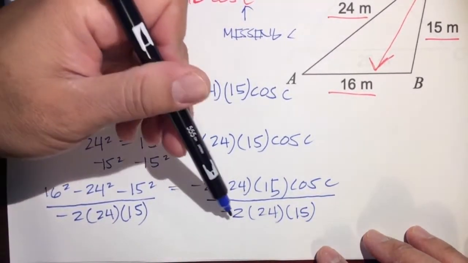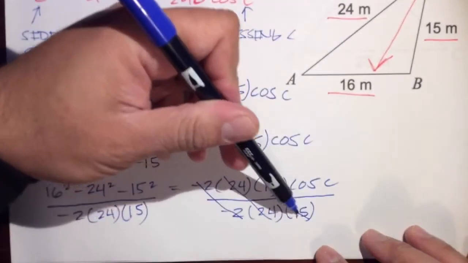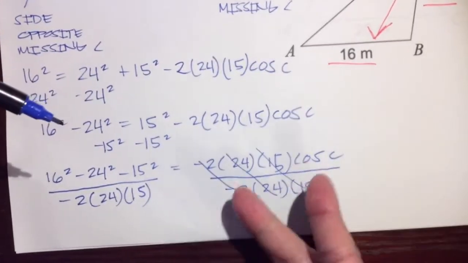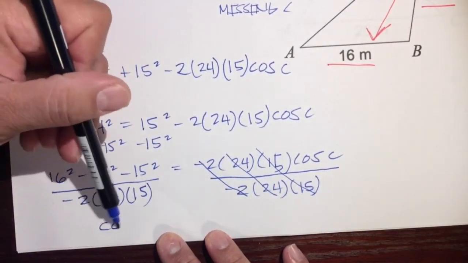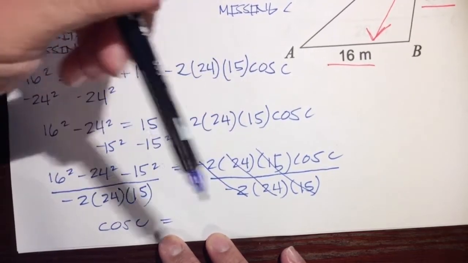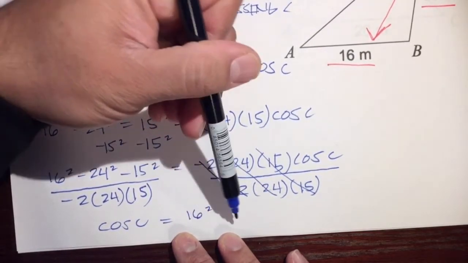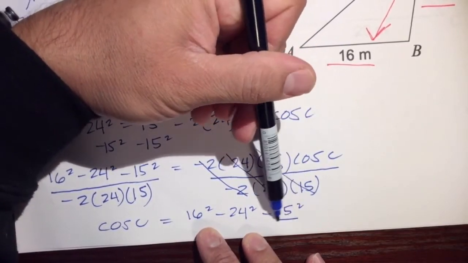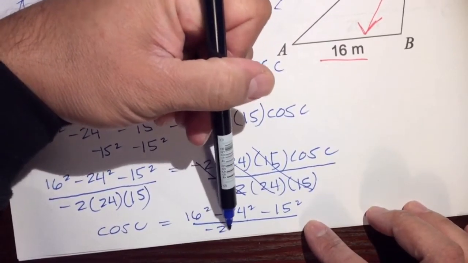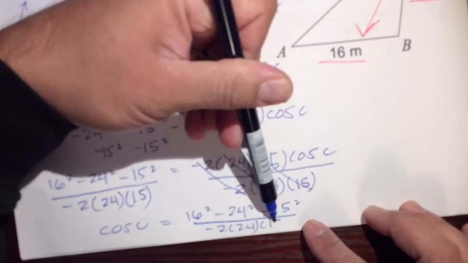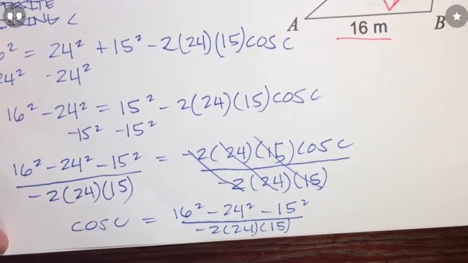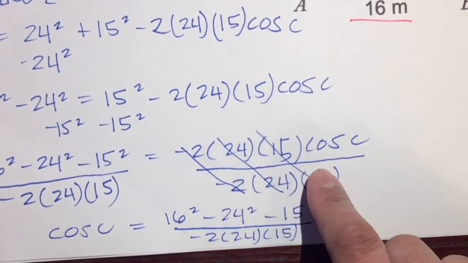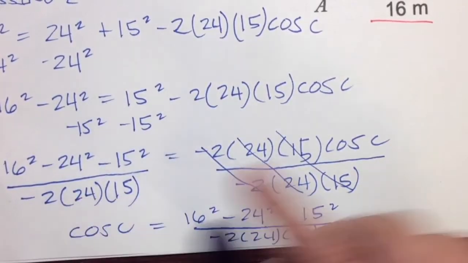And if you see, this cancels out, and this cancels out. So all we're left with is, now I'm going to flip it because I want the cosine on the side. So I'm going to write cosine of c is equal to 16 squared minus 24 squared minus 15 squared all over negative 2 times 24 times 15. Okay, so I divided these three right here that we're trying to multiply. I divided them because that's the opposite, and divided on both sides.